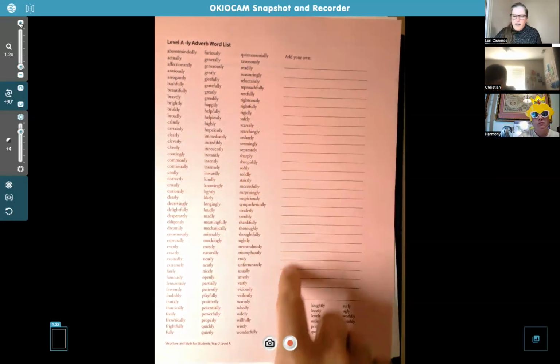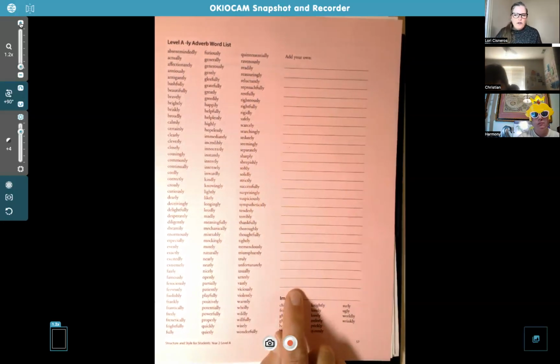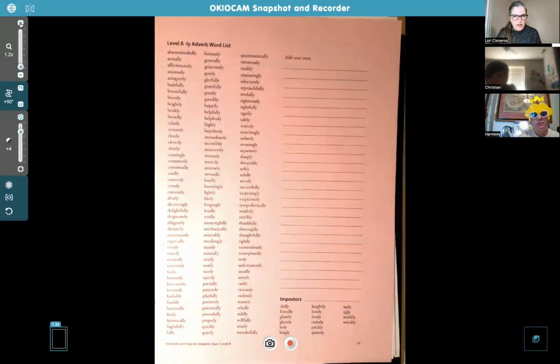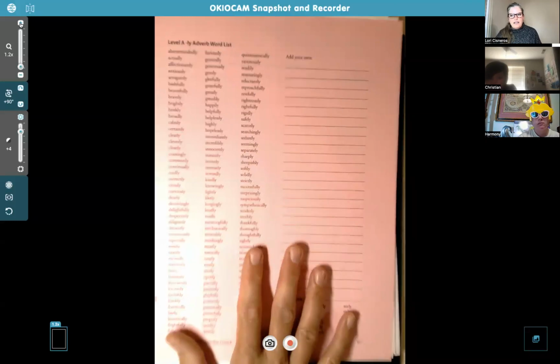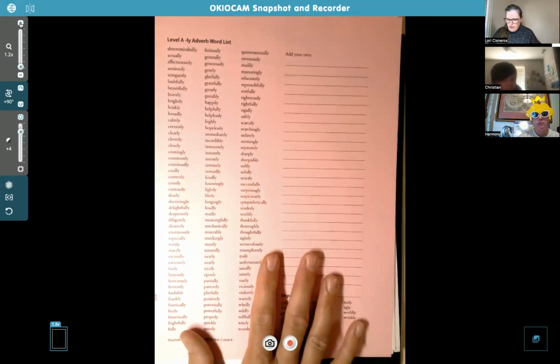And then look at all these lines right here. That's for you to add if you come across a really cool LY adverb that's not here yet, because there's a bunch in English, right? We haven't used them all yet. You can add them here. You can write them in. Okay, so this is going to be a nice list to have handy.